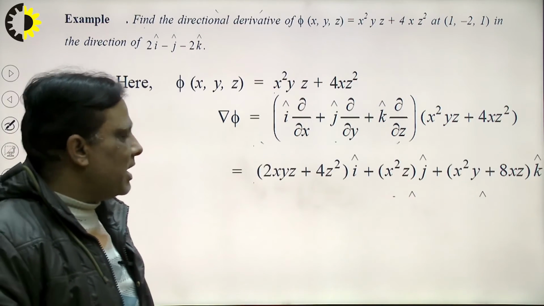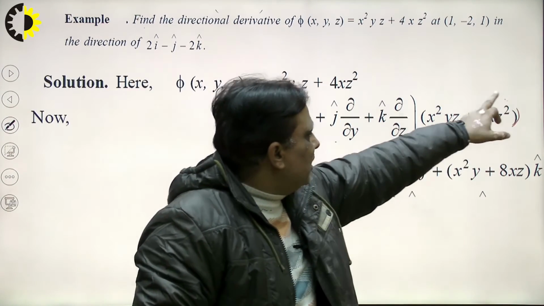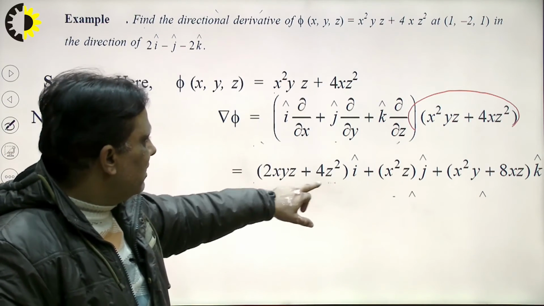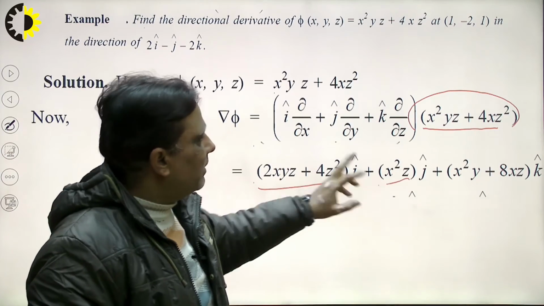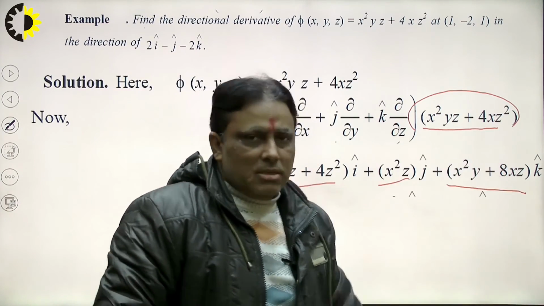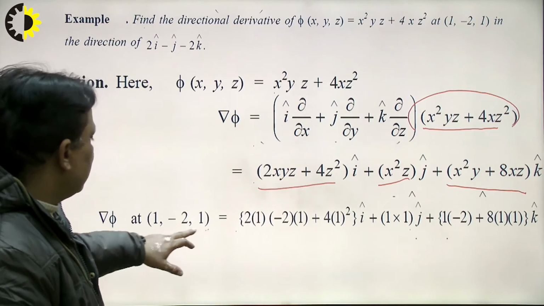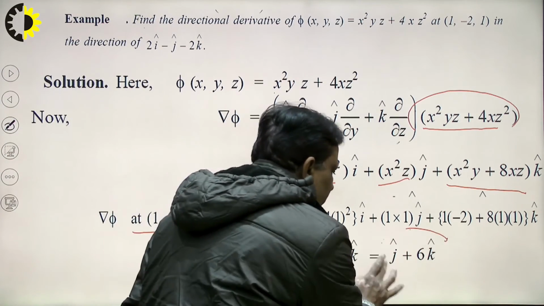What is the role of such type of activity? We see that, right? So differentiation of these terms with respect to x, 2xyz plus 4z square I write here. With respect to y I write here x square z. With respect to z here x square y plus 8xz I write here. So in this way we put in the point at this point. So this will be the vector quantity, and the vector quantity will be this, right?